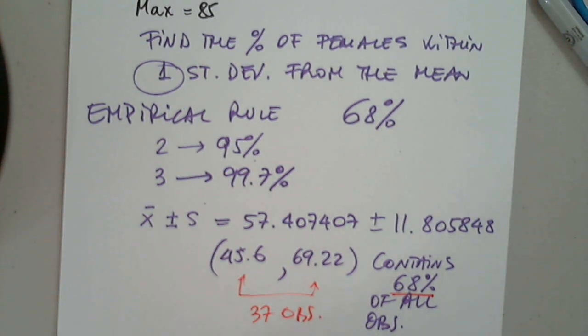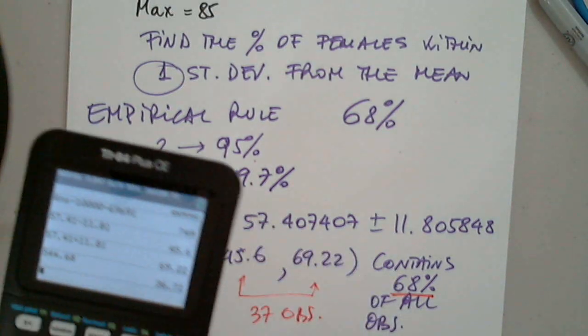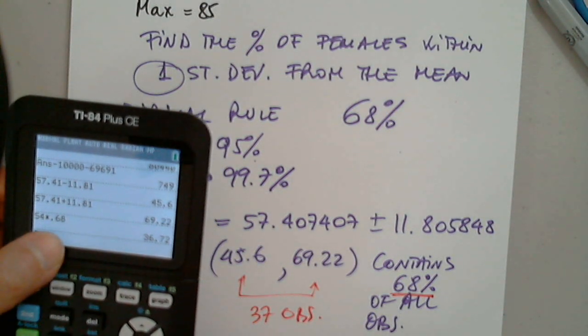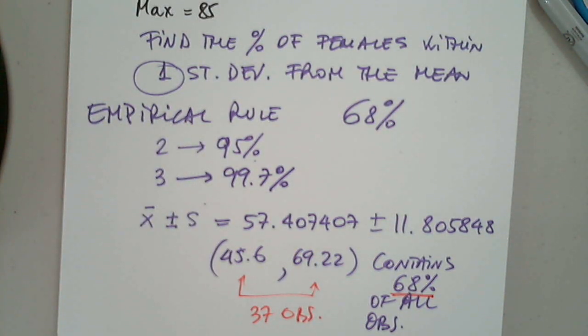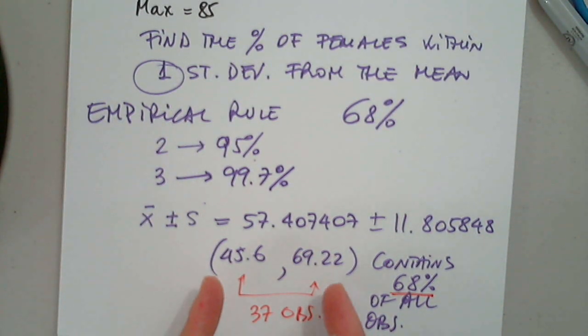37 observations. Now, if you go back to the data, you may not find exactly 37 observations. So this is an approximation. So 68% of the 54, when I calculated 54 multiplied by 68%, I got roughly 37 observations. Those 54 females have the HDL cholesterol between 45.6 and 69.22. Any questions?